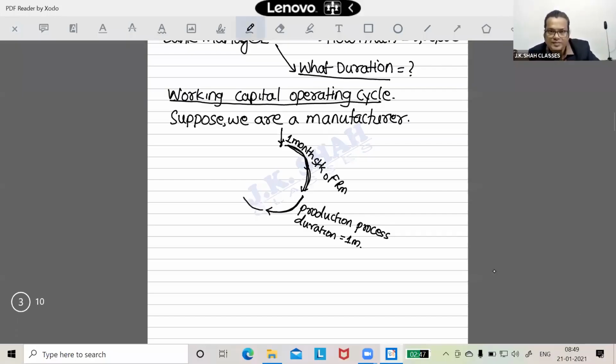Okay. So management says, let's do one thing. Let's keep 1 month stock of finished goods. Oh my God. So first I buy the raw material that remains in the godown for 1 month. Then it goes into the production process and remains there for another month. And we plan to keep 1 month stock of finished goods also. Now you tell me, the money which I invested on day one is getting blocked for how many months? 3 months. Everyone agrees on this, right?